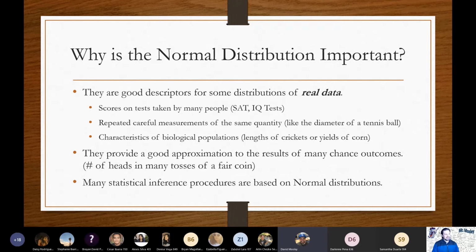And lastly, many statistical inference procedures are based on normal distributions. We'll get into that later. That is not a topic for today. However, how we make inferences is based in part on normal distributions and the expectation of where values will lie based on a normal distribution.